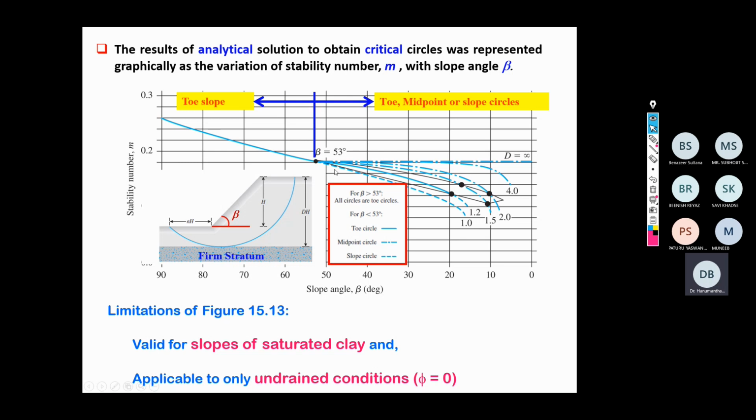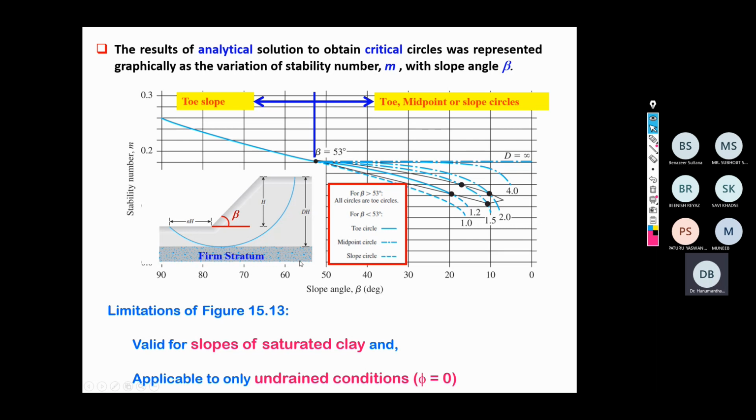Now, if you look at this predefined graph, at beta equals 53, if the value of the slope angle is less than 53, it could be either toe failure or midpoint or slope failure. If beta is above 53, it is definitely going to be only slope failure. That is the contribution, or the conclusion, by Taylor. From this chart, we can also understand the same thing.